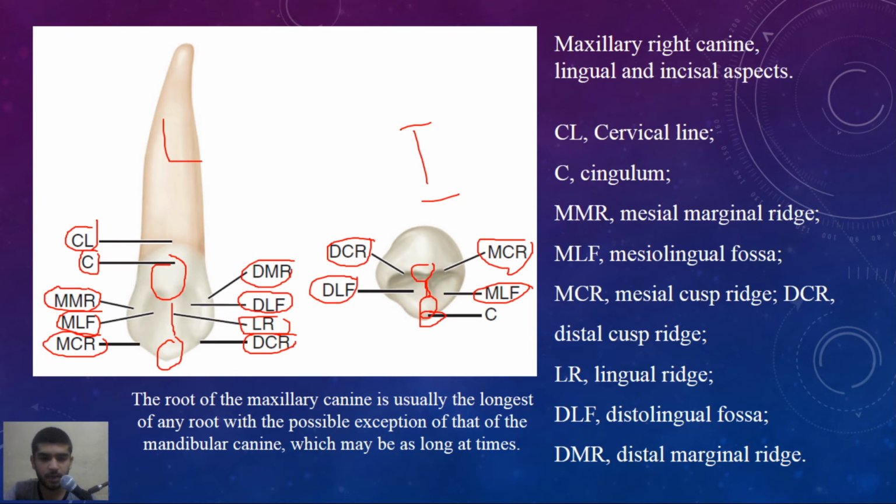We have a note: the root of the maxillary canine is usually the longest of any root, with the possible exception of that of the mandibular canine, which may be as long at times. So the roots of the maxillary canines and occasionally the mandibular canines are the longest of any roots. We will keep that in mind.